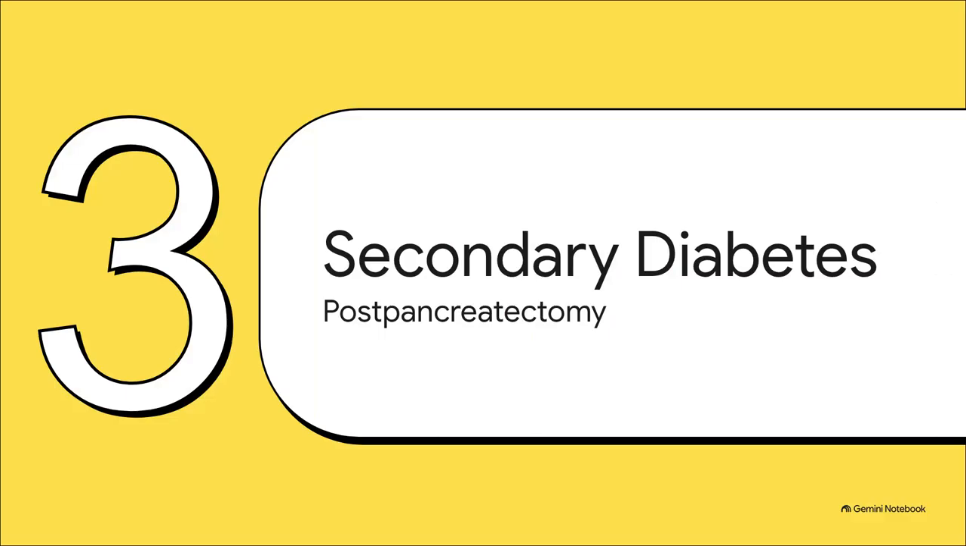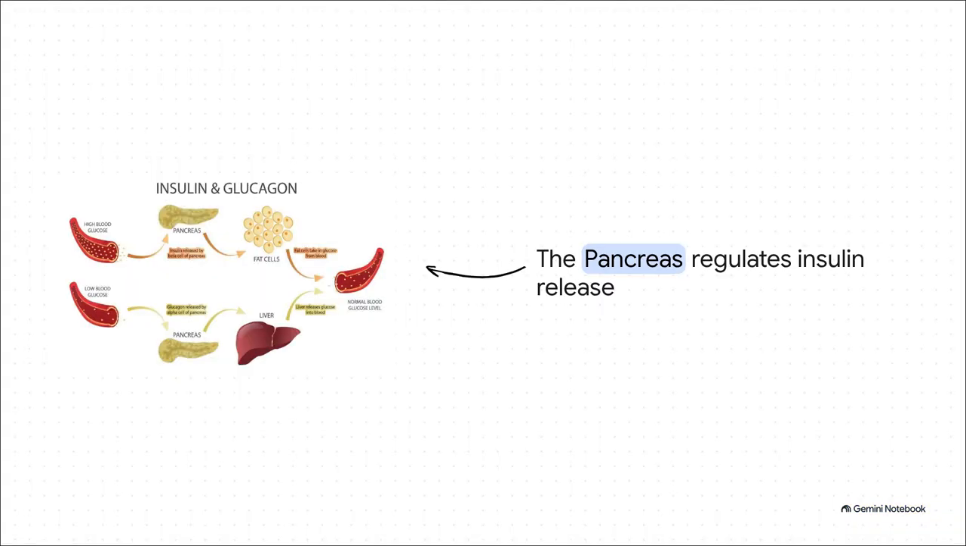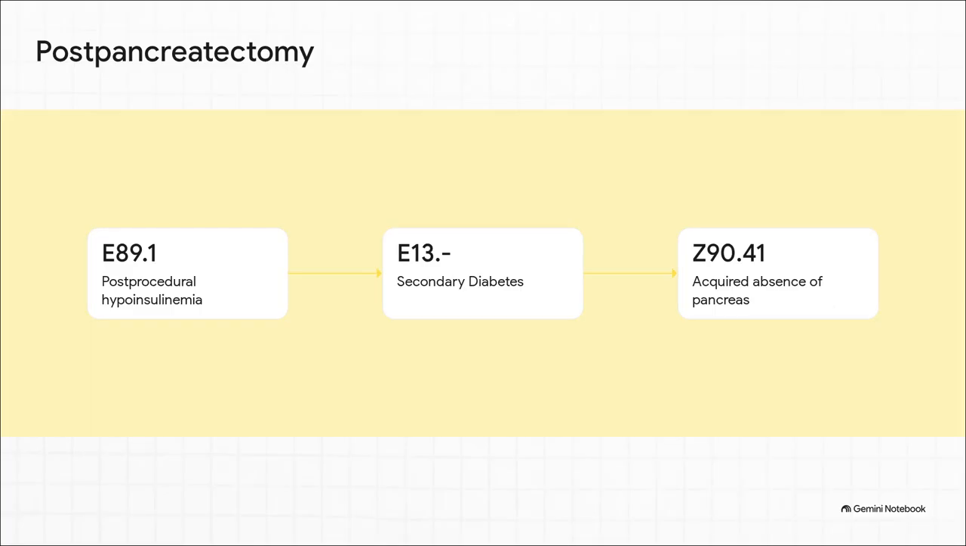Moving right along to our final section, Section 3, Secondary Diabetes Rules. We'll be covering post-pancreatectomy and diabetic CKD here. So the pancreas is a pretty incredible organ. It is quite literally the sole source of insulin for our bodies, releasing it directly from beta cells to keep our blood sugar in check. Because it's the exclusive factory for this vital hormone, if it gets surgically removed, whether in whole or just in part, it dictates a very specific, unforgiving coding hierarchy to accurately capture the resulting type 3C or secondary diabetes.